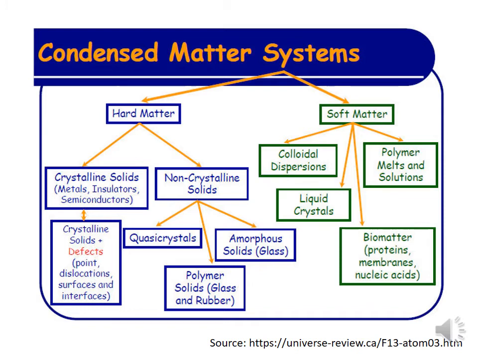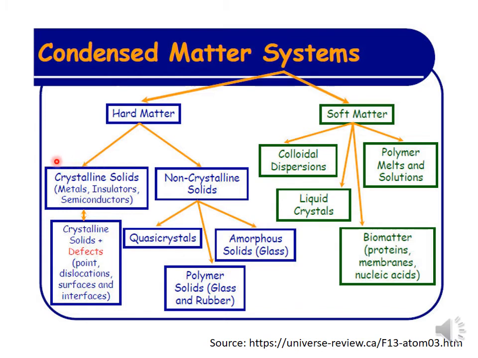And in soft matter, we can have different types of liquids like colloidal dispersions, polymer melts or solutions, liquid crystals, and also biomaterials in which we have membranes, proteins, nucleic acids in interaction. In hard matter, we have stronger bonds dominated by ionic interaction or covalent bonds, for instance.